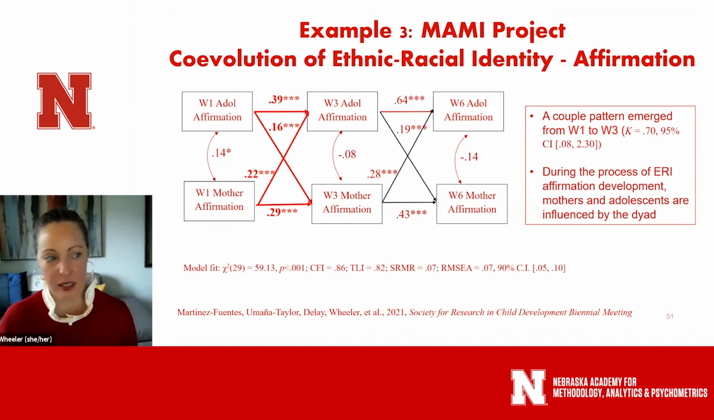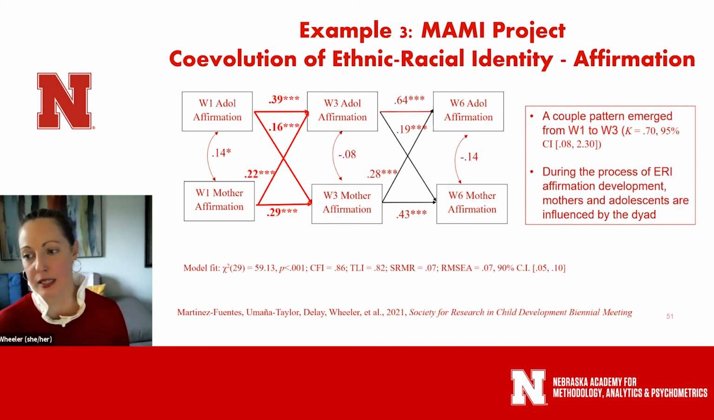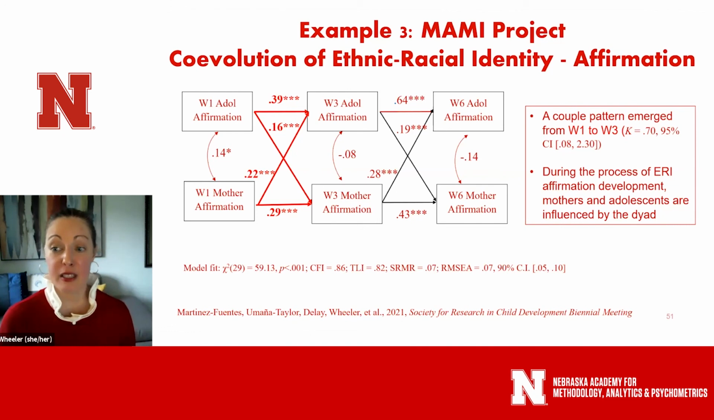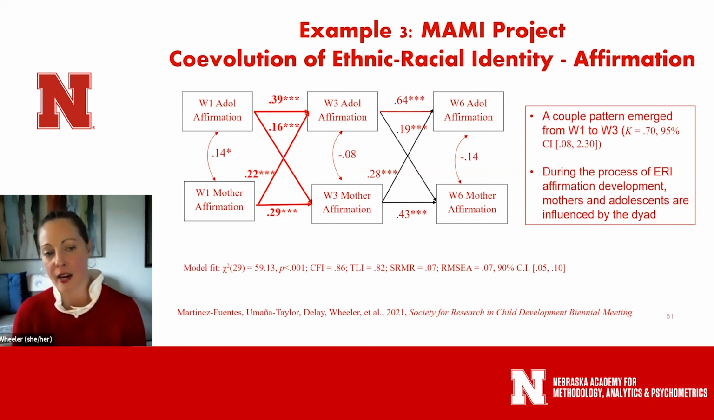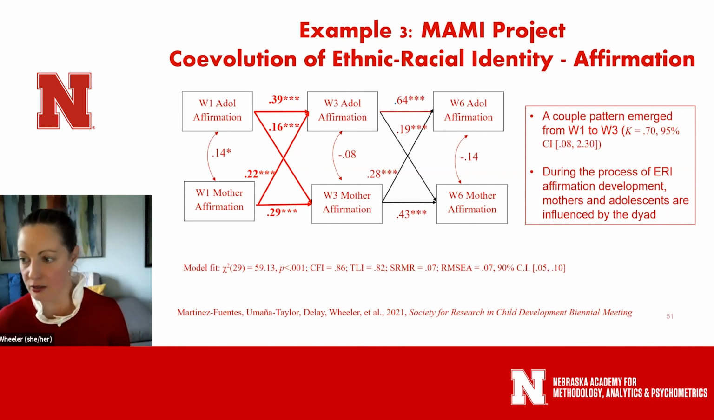So here's my last example where we used this approach in the MOMI project. We examined the development of ethnic racial identity over time for adolescents and their mothers. And we found evidence of the couple pattern for this one particular example. That was evidenced by the K parameter being close to 1. You can see there K is equal to 0.70. We also constrained it to 1 to see if that fit the data, and we found evidence that it did fit the data.